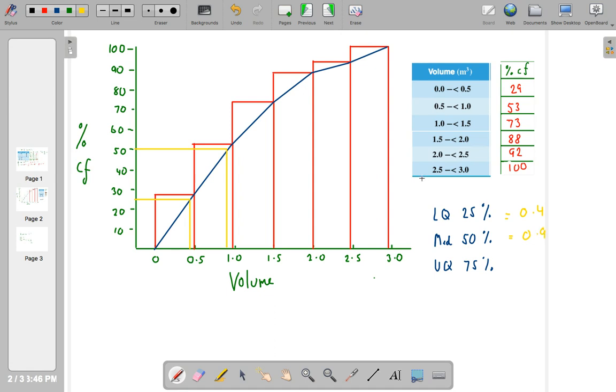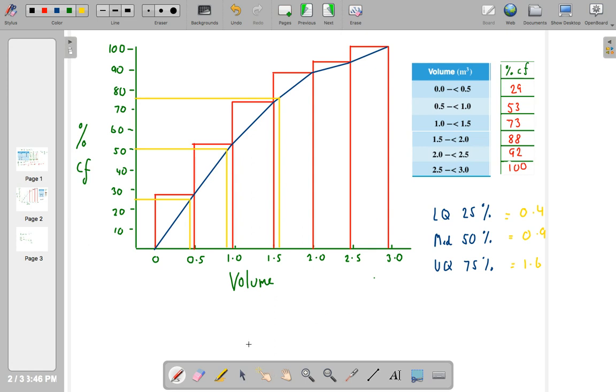Our upper quartile is 75%. So go to 75%, across to the blue line, and down. It's just above 1.5, so that would be about 1.6. So the upper quartile is the 75% here, median 50%, and lower quartile 25%.